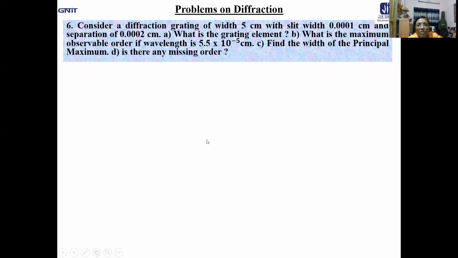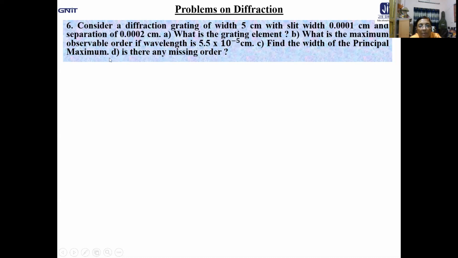Now let us come to question number 6. Consider a diffraction grating of width 5 centimeter with slit width of 0.301 centimeter and separation of 0.302 centimeter. What is the grating element? Part A. What is the maximum observable order if the wavelength is 5.5 into 10 to the power minus 5 centimeter?